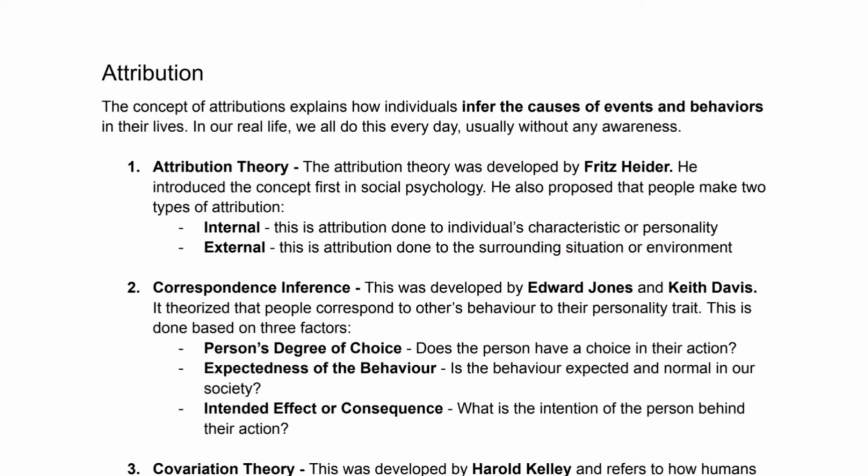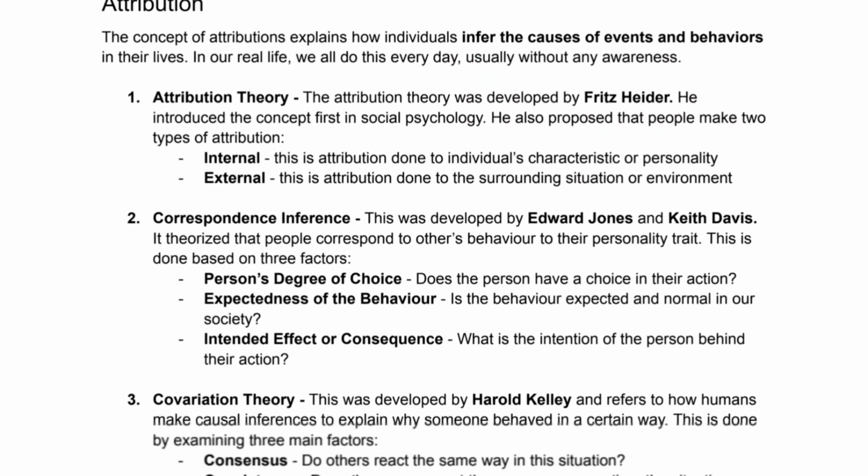For example, if a student comes late to class, we can make two types of attribution. In the first one, we can blame them for having very bad time management. This is making internal attribution to that person's personality. In the second attribution, we can think about how that student can be stuck in an unavoidable situation and that's why he was late to class. Here, we are making an external attribution to the situation or the environment of that student.